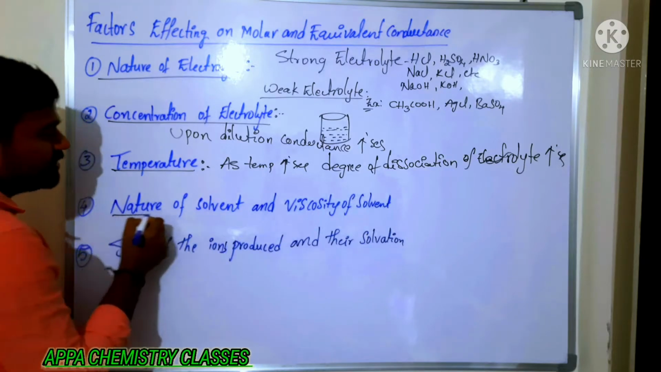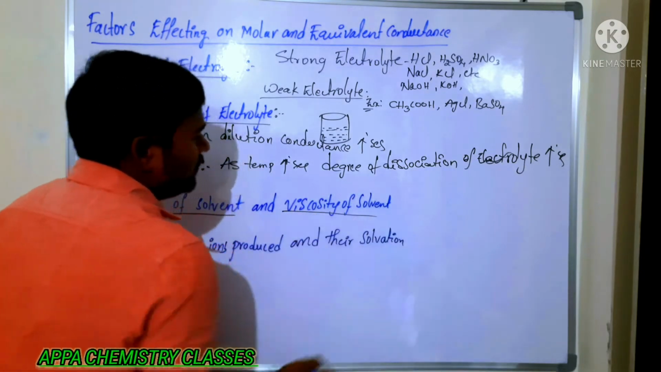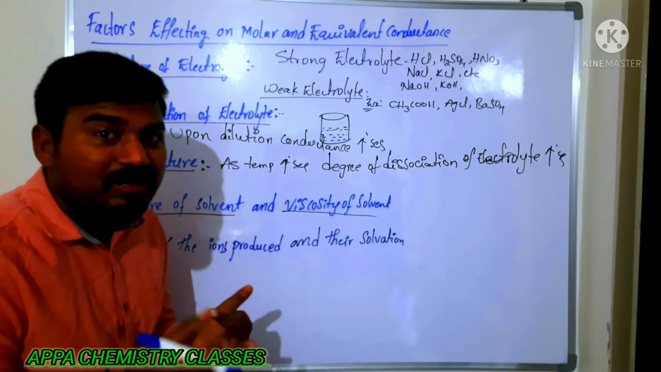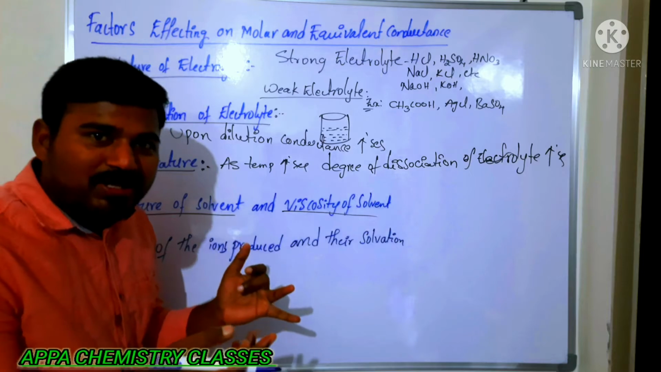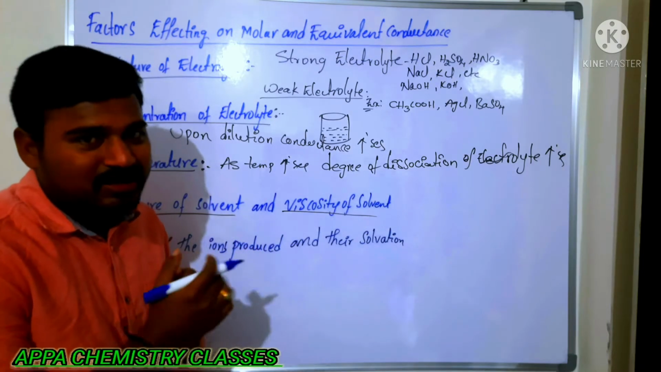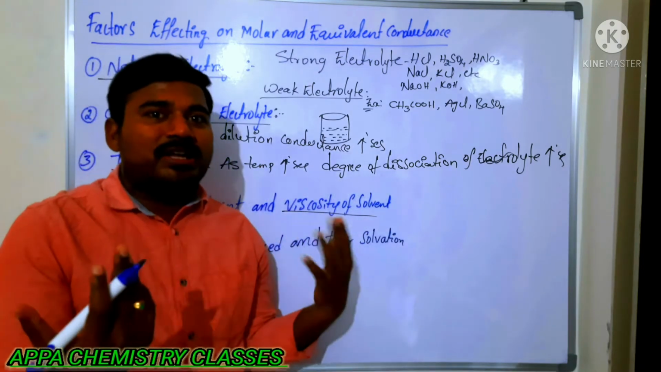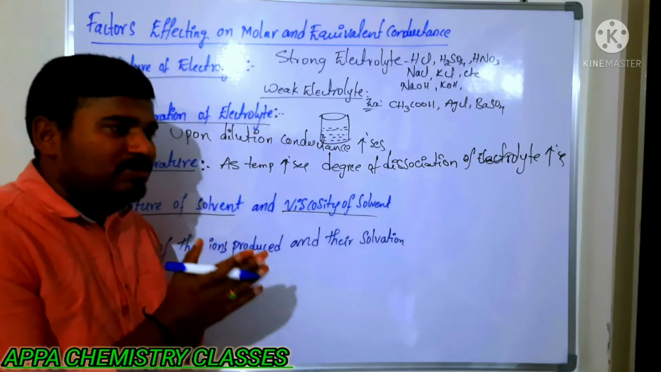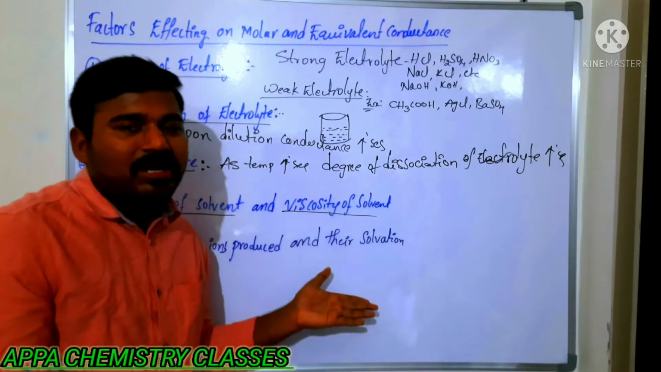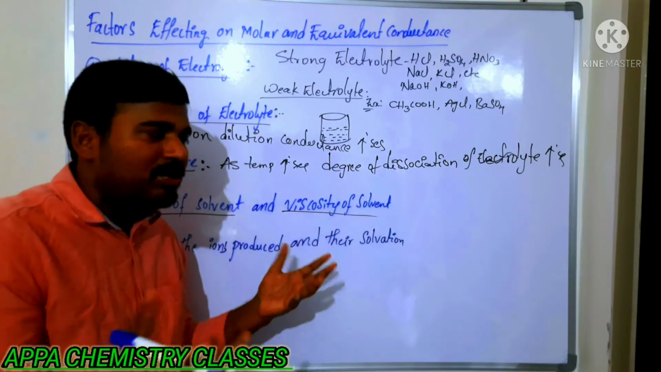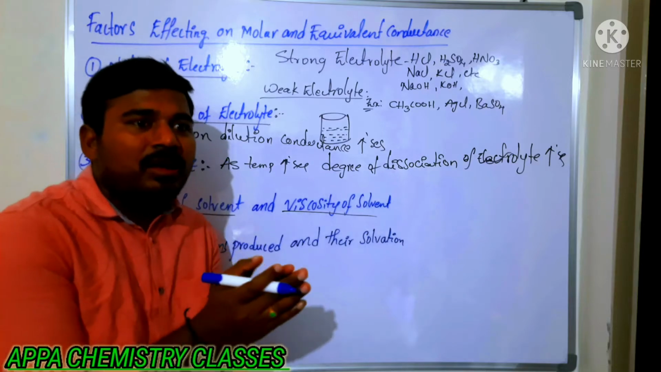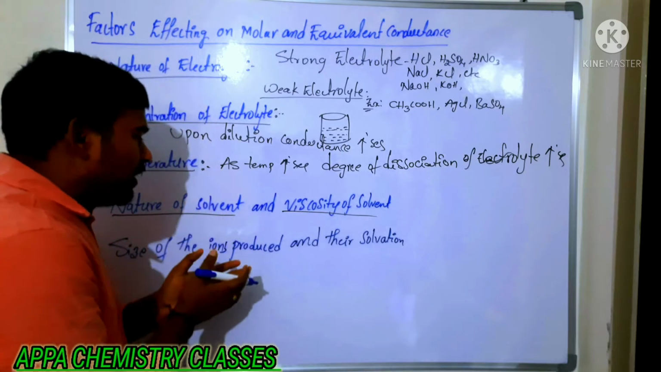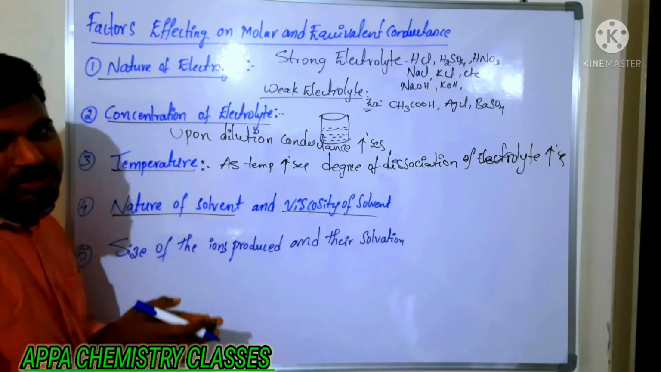Now next, nature of solvent and viscosity of the solvent. We have different types of solvents: polar solvents and non-polar solvents. Polar solvents generally have a high dielectric constant. Due to the high dielectric constant, whatever substance is present is easily dissociated. Dielectric constant is the ability of a solvent to dissociate an ionic or covalent compound into its constituent ions. It mainly depends on the dielectric constant of the solvent.